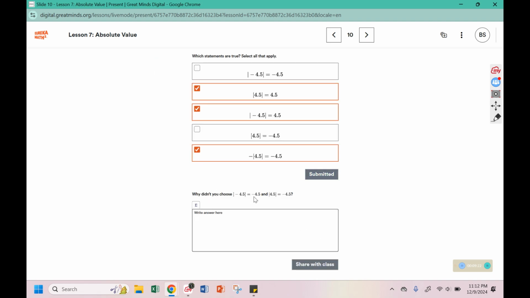It asks, why didn't you choose these two? The absolute value represents the distance from a number to 0. Distance is a measurement that is positive.